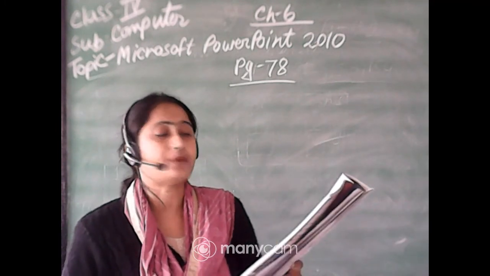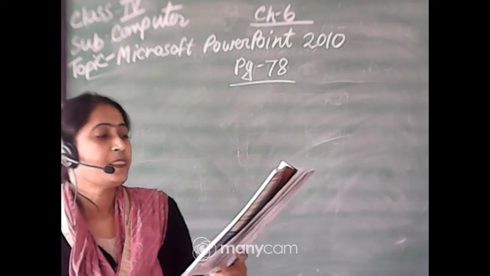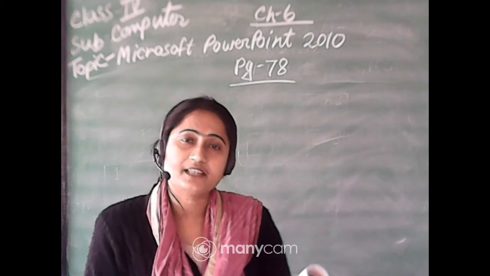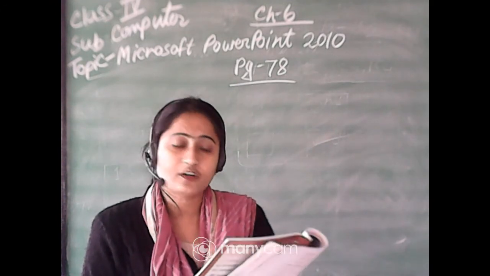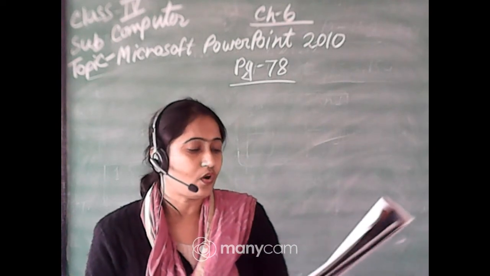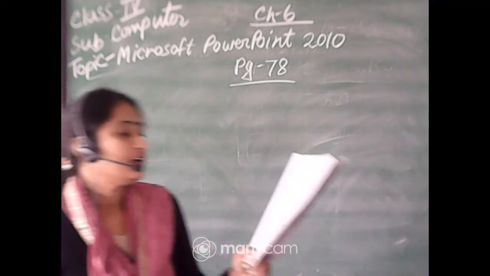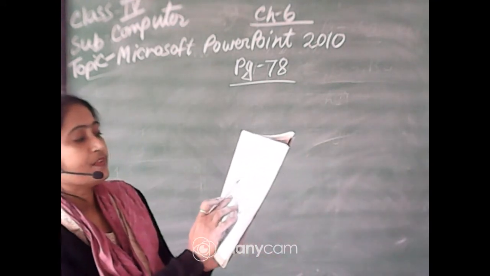Applying themes to a blank slide. How do we apply themes on a blank slide? First click on the file tab. When you click on the file tab, the backstage view appears. Now click New in the left pane.